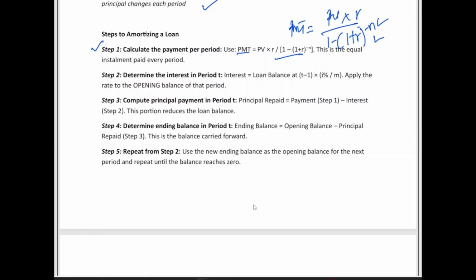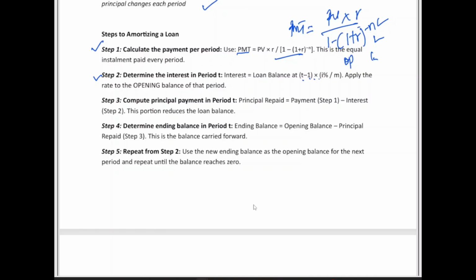Then the second step is that you have to determine the interest in each period, right? So when you are doing the amortization schedule, you have your opening balance, right? You have your interest. So every time you have to determine the interest per period. So we now have the balance as at the period times the interest rate, that is the opening balance times the interest.